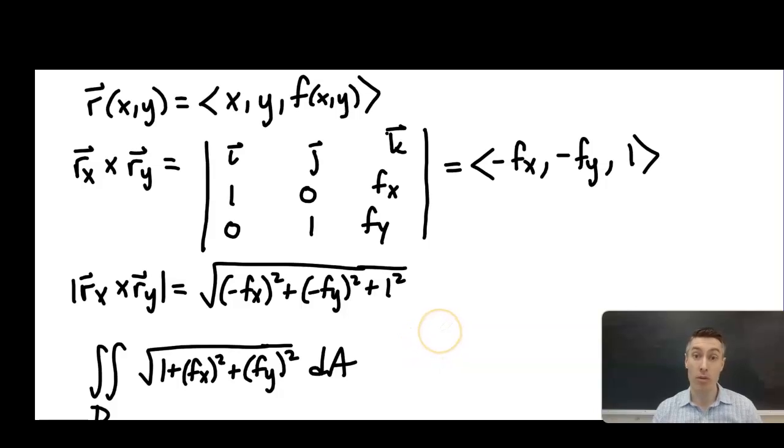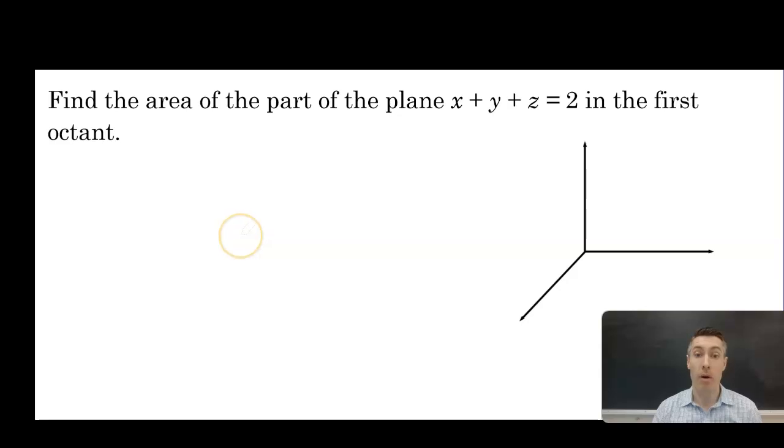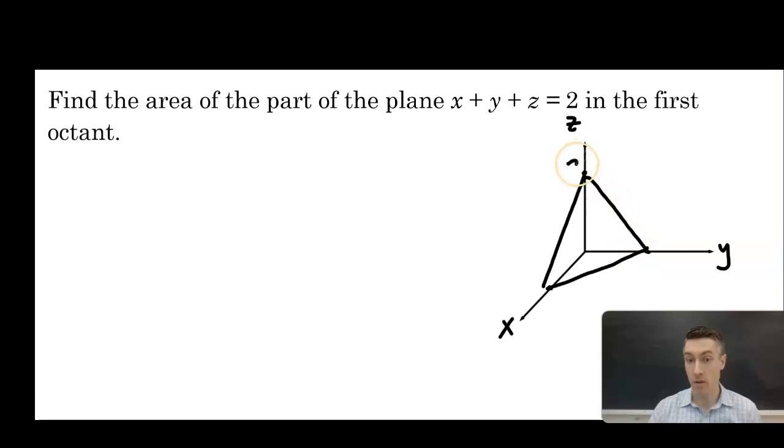And if for you, having one method makes more sense, then stick with the parameterization method, because those previous examples we could not do this way. But the examples that are going to follow, we're going to try to use this approach. So find the area of the part of the plane x plus y plus z equals 2 in the first octant. Okay, so just to have a visualization of what we're defining. So we have the triangular piece of the plane. All the intercepts are 2. So we're finding the area of that part of the plane right there.